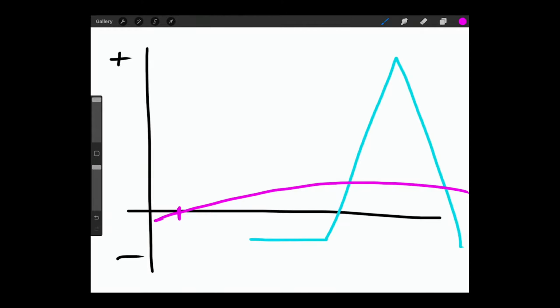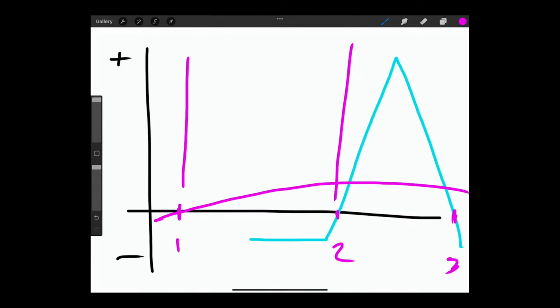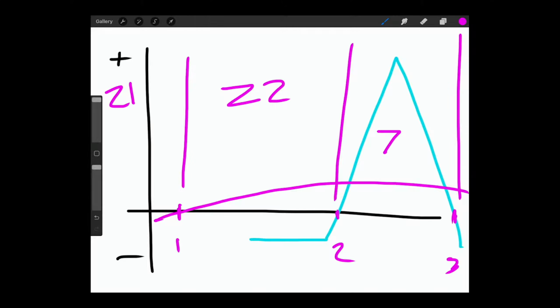We break it up into 3 segments, and we go by the break-evens. We have one break even here and another one here and another one way out here. And so if we were to draw lines going straight up, we could say, okay, we have three different areas. We have zone 1, zone 2, and zone 3.